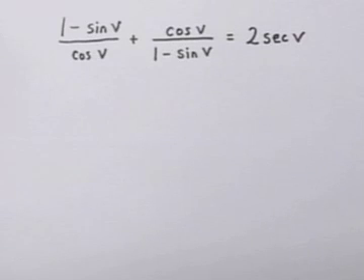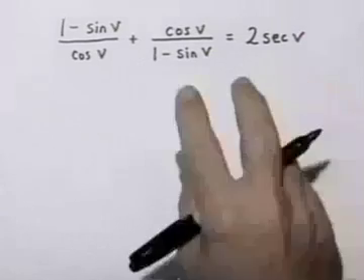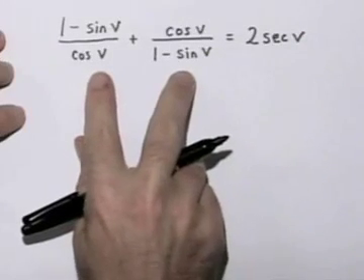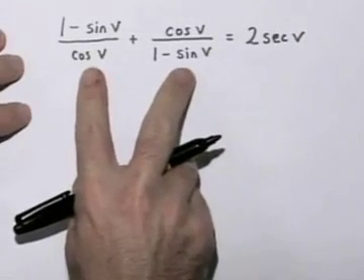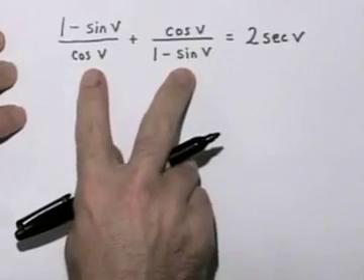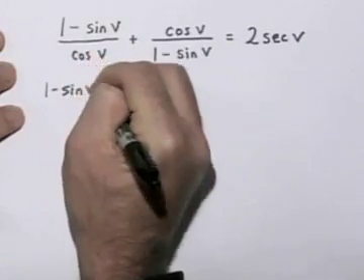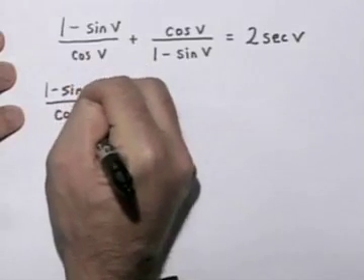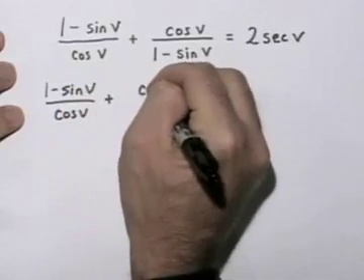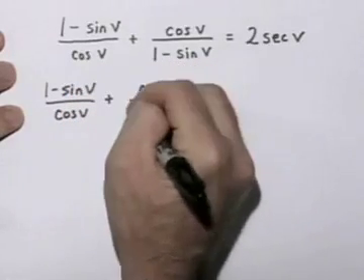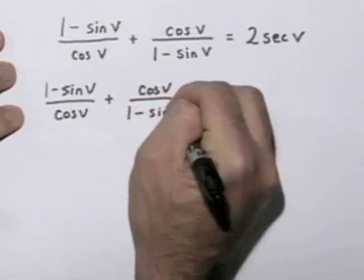We want to establish the identity (1 − sin v)/cos v + cos v/(1 − sin v) = 2 sec v. Pretty clear that the left-hand side of the equation is the more complicated, so we're going to manipulate it. We have (1 − sin v)/cos v + cos v/(1 − sin v).